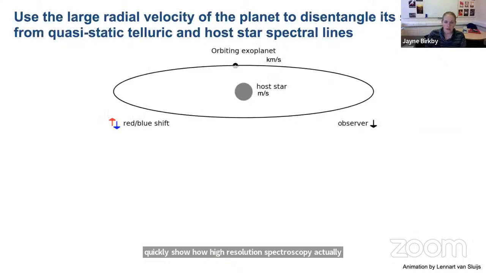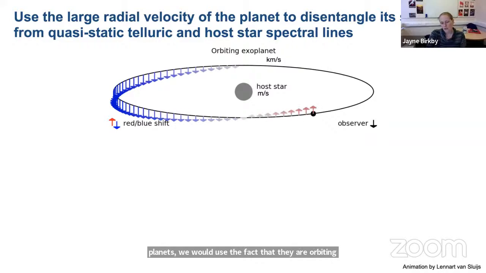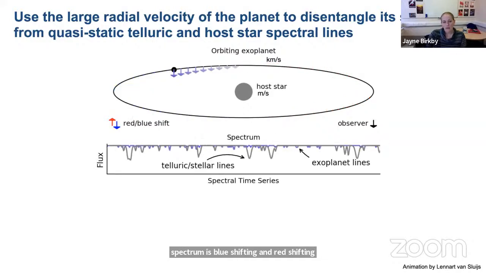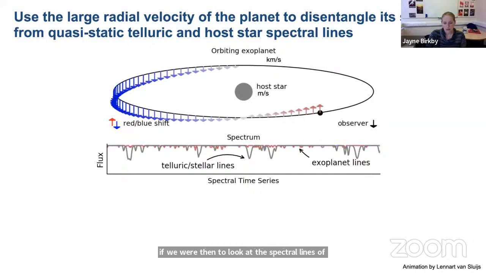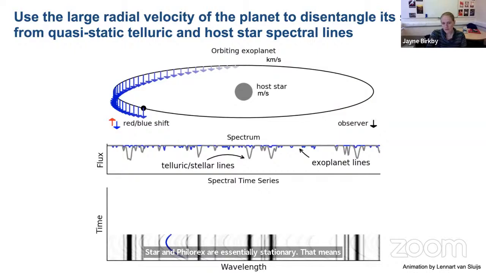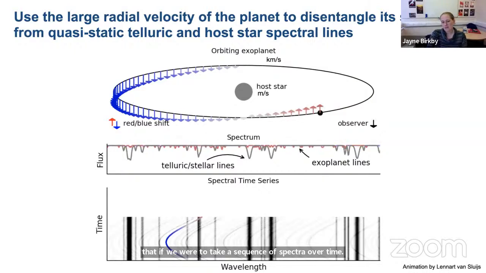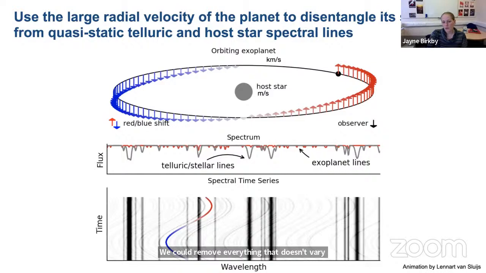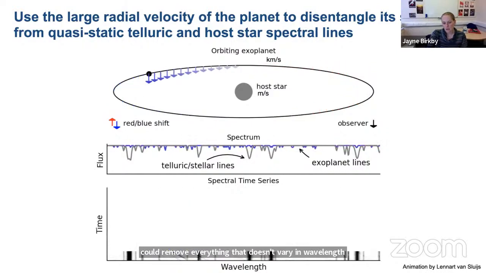For those of you not familiar with the technique, I just want to quickly show how high-resolution spectroscopy actually works. For short period planets, so things like lava planets, we would use the fact that they are orbiting very fast around their host stars, and that their spectrum is blue shifting and red shifting as they go around their orbit. If we were then to look at the spectral lines of the planet versus those of the star and the tellurics, star and tellurics are essentially stationary. That means that if we were to take a sequence of spectra over time, we could remove everything that doesn't vary in wavelength, and what we would be left with is our Doppler shifting planet spectrum.